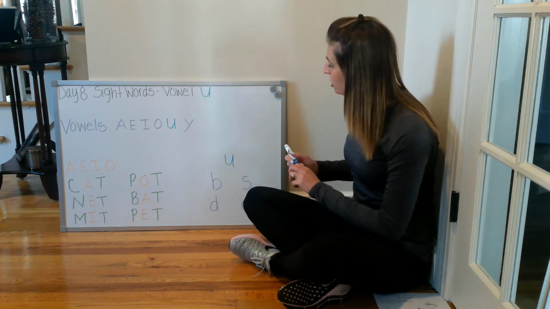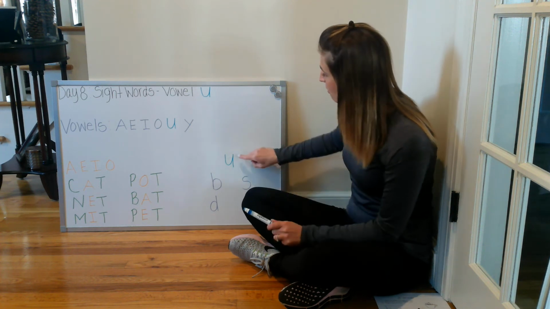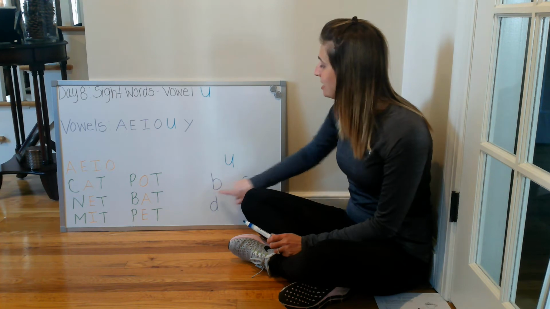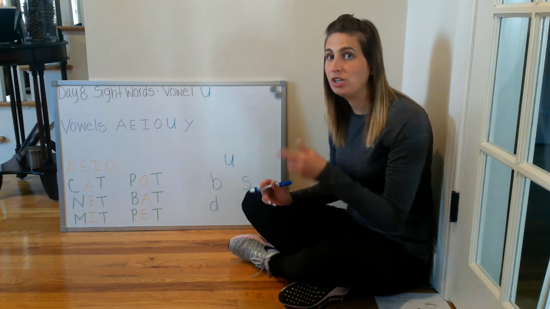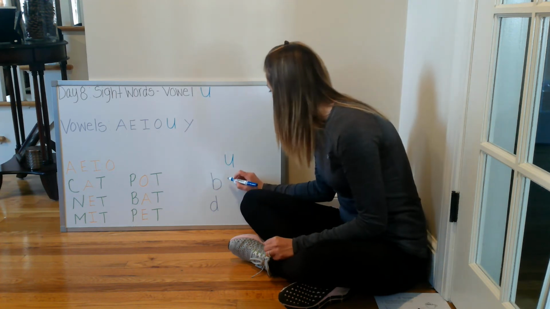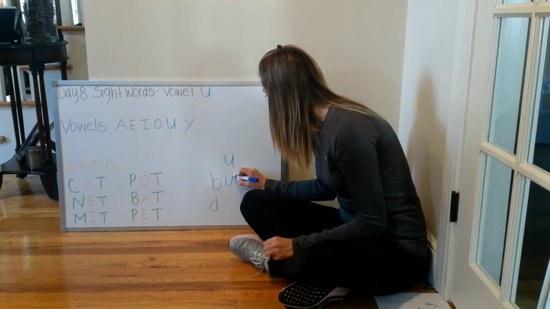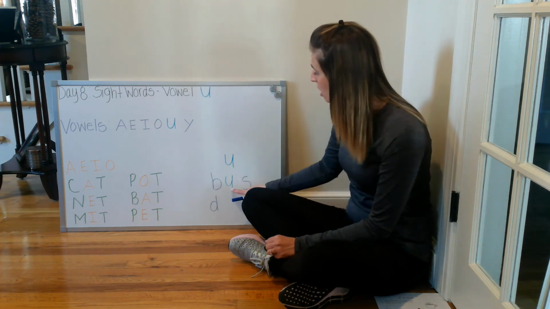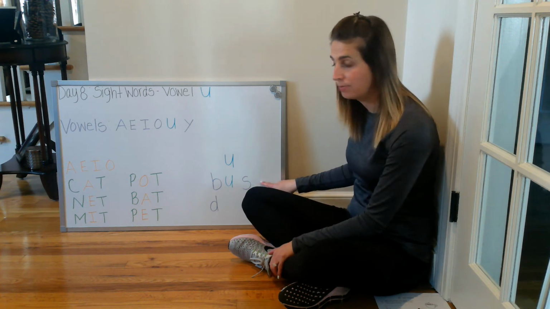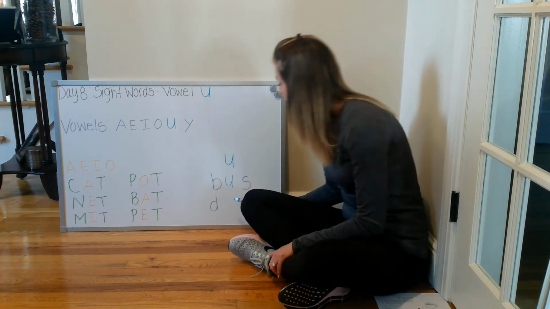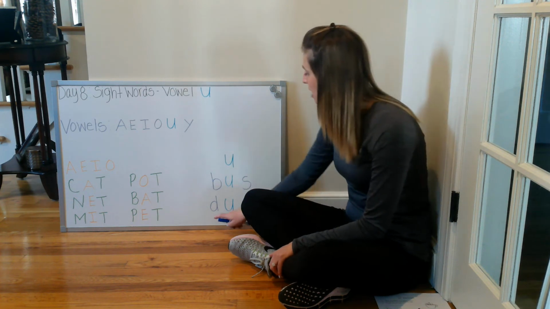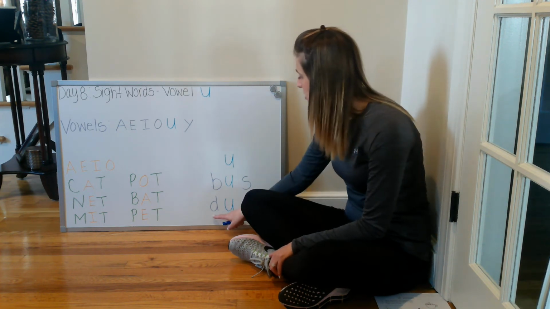And so what I'm going to do is fill in the vowel U in the blank between my word, and then I'm going to sound out the word I created using the vowel U. So over here, I would write the vowel U in the blank, and then the word that I created is bus. B-U-S, bus. Now I'm going to fill in my vowel U on the blank in this word, and the word that I formed is duck.